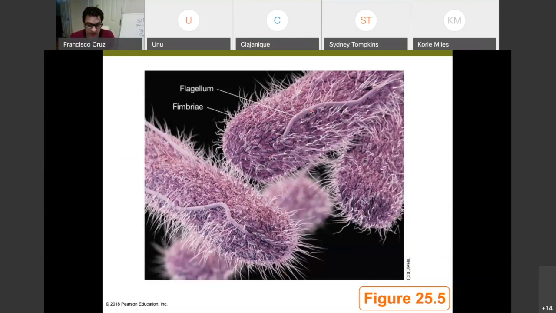All right, so that could be a difference. You have a species, and whether or not it has these structures can really dictate whether or not it is virulent. Okay.